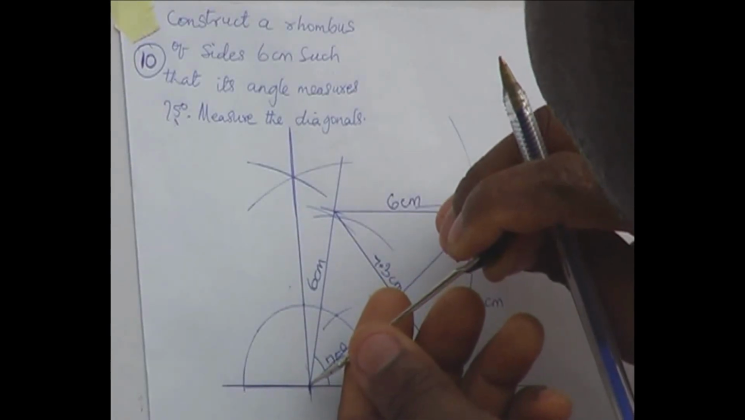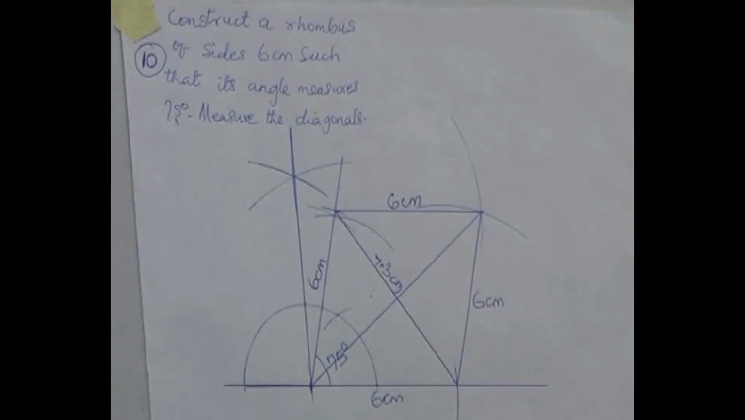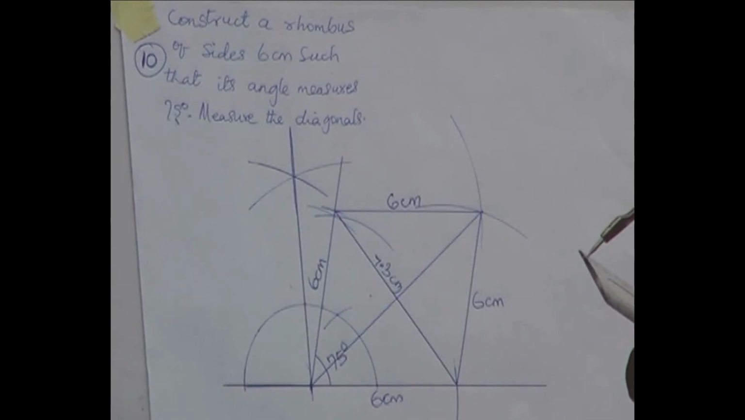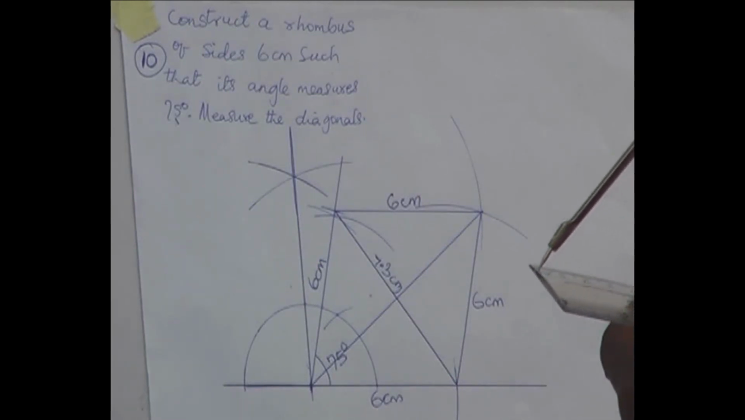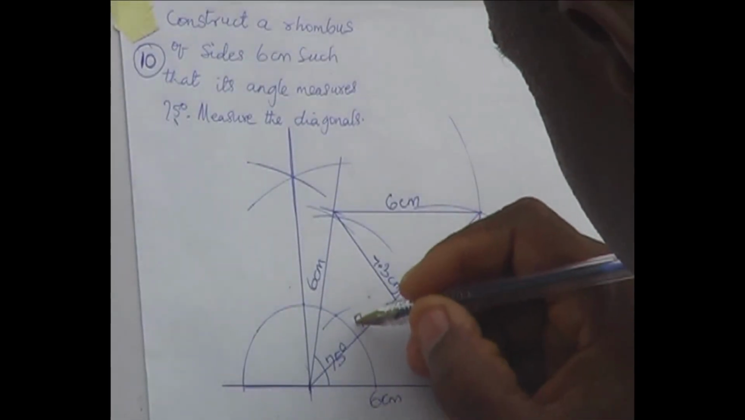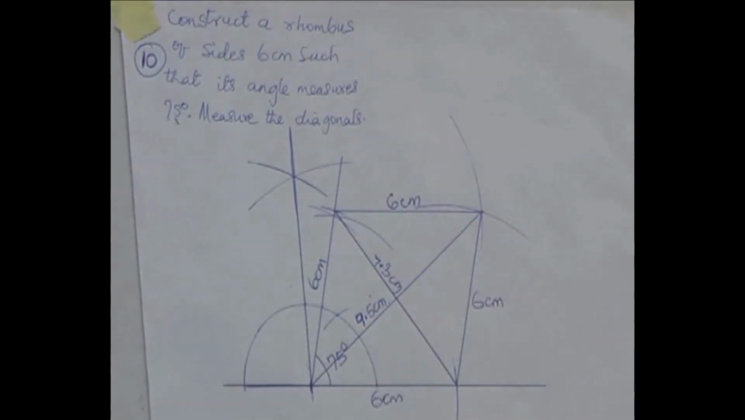Let's read the other one, which I presume is going to be the longer one. I've cut it out with my pair of divider. I will now go to my ruler and read out the length. This one is giving me 9.5. That means this other diagonal is 9.5 centimeters. That is the end of your construction.